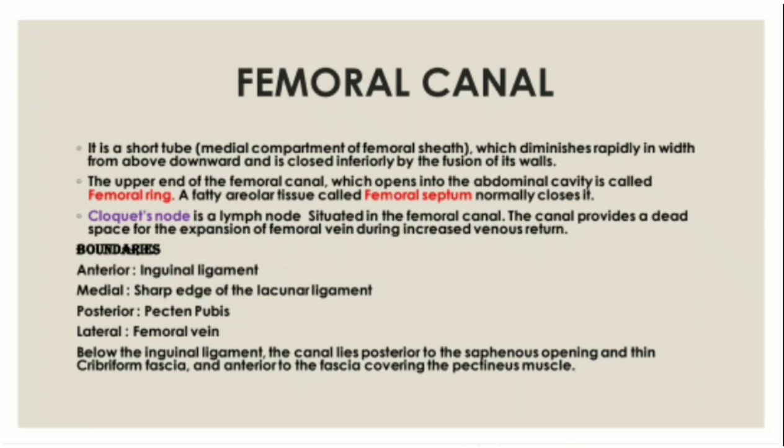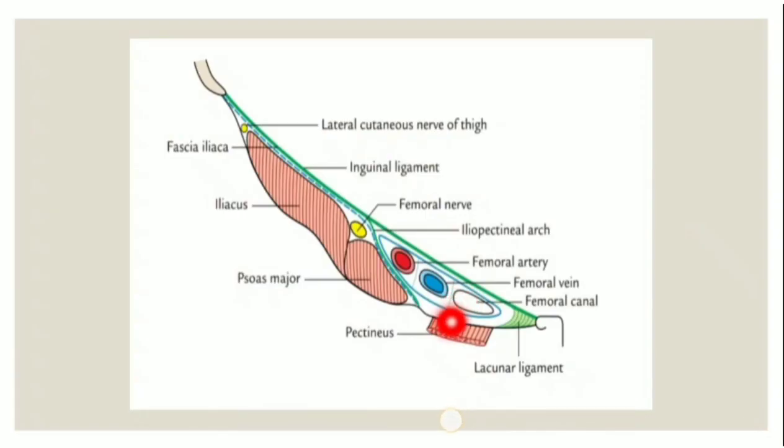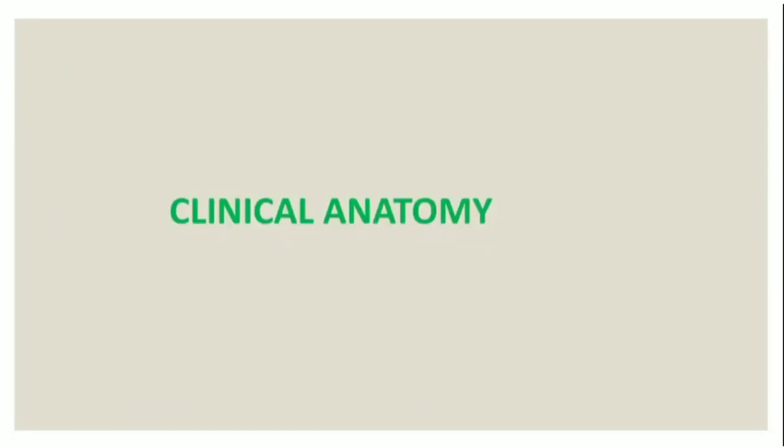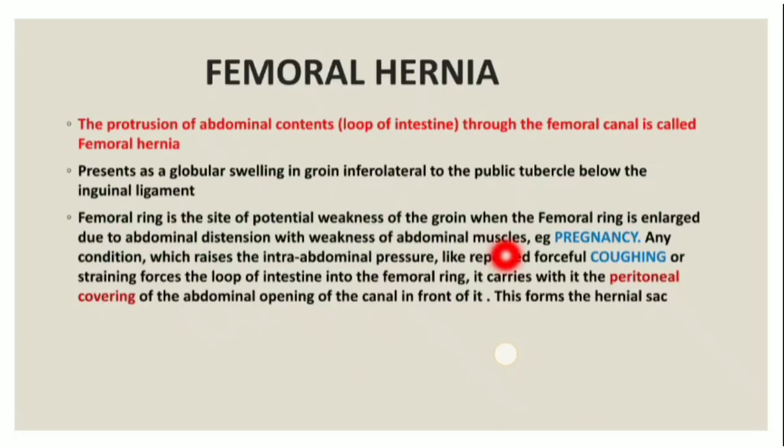So the femoral canal lies posterior to these structures, and anterior to the pectineus muscle, the most posterior structure. In front of the pectin pubis lies the pectineus muscle, which is why it got the name pectineus. So the femoral canal is anterior to the pectineus muscle and posterior to the cribriform fascia and fascia lata. In the fascia lata you have the saphenous opening. This is very important because next I'm going to teach a very important clinical part, the clinical anatomy: femoral hernia. We'll see about femoral hernia.